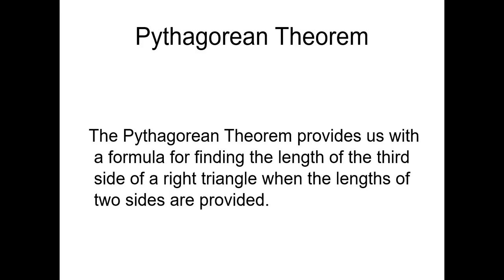The Pythagorean theorem provides us a formula for finding the length of the third side of a right triangle when the lengths of two sides are provided. So if you have a right triangle, a triangle with a right angle, as long as you know two sides, you can find the length of the missing third side.